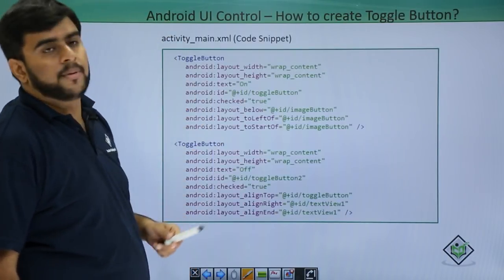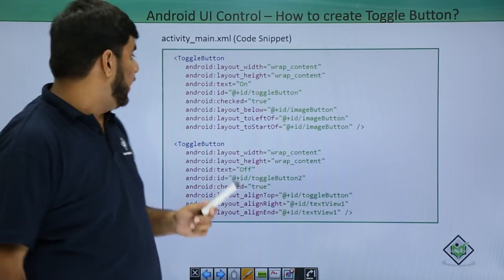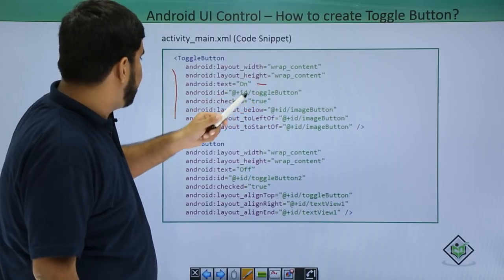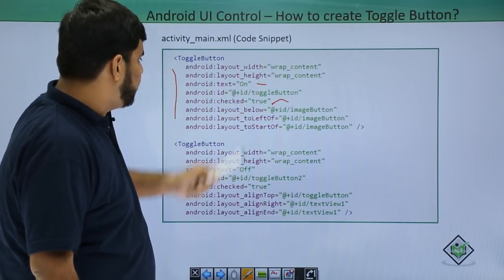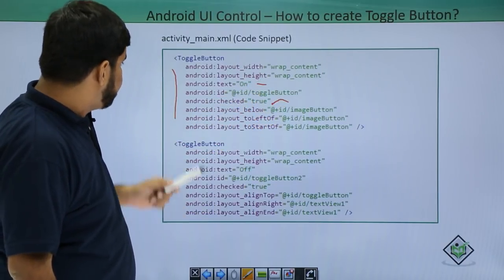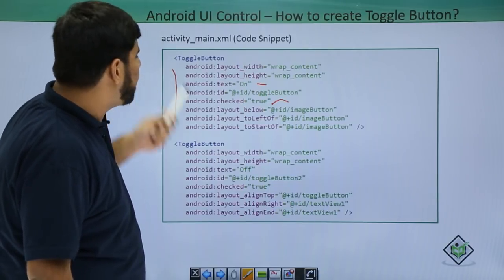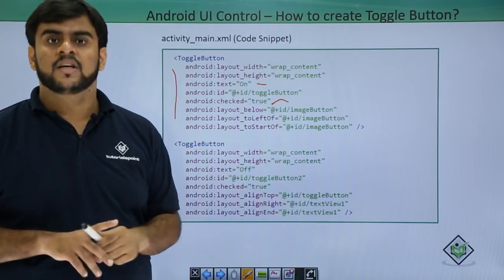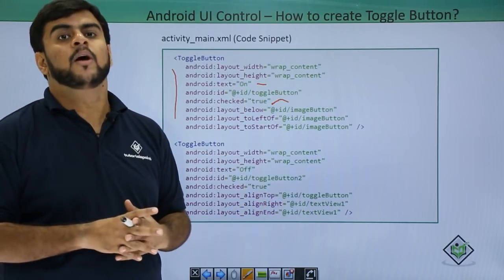Now let's see how a toggle button looks in my XML file. So this is my XML file. I have taken toggle button like this. This is the default text. It's stating whether it is checked or unchecked, and the other properties remain the same. You can even have a property like text off, as I've discussed. We would be having this property when we do a quick demo.